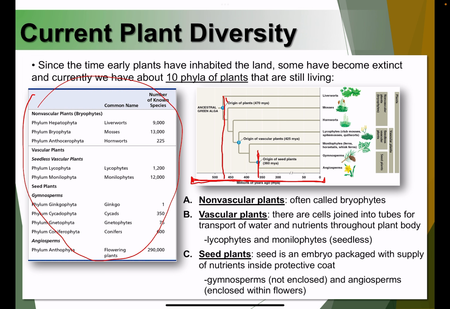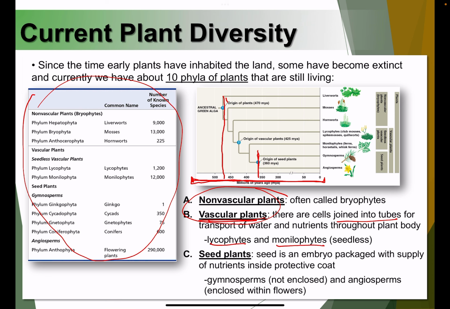The way the textbook has broken these plants down is by a few main traits. First of those is whether or not the plants have an extensive system of vascular tissue, which are cells joined in tubes for transport of water and nutrients throughout the entire plant body. Kind of like our blood vessels. That's why they're called vascular plants. Most present-day plants have a complex vascular tissue system. About 93% of all living plant species have this. Vascular plants are subdivided into lycophytes and monilophytes.